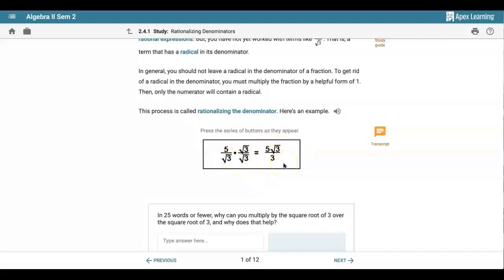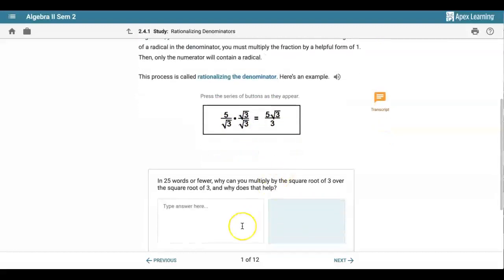Why can you multiply by the square root of 3 over the square root of 3? Because essentially that's multiplying by a factor of 1, since square root of 3 divided by square root of 3 gives us 1. The reason this helps is because it gets the radical out of the denominator and puts it in the numerator, which makes it easier for us to deal with.